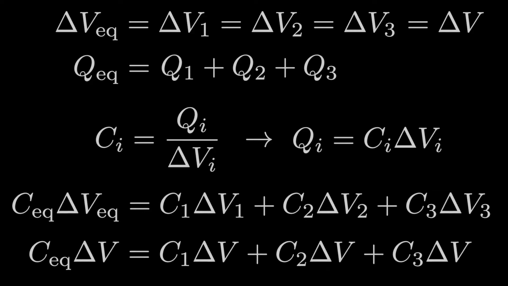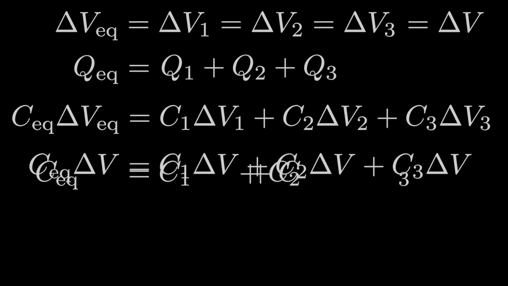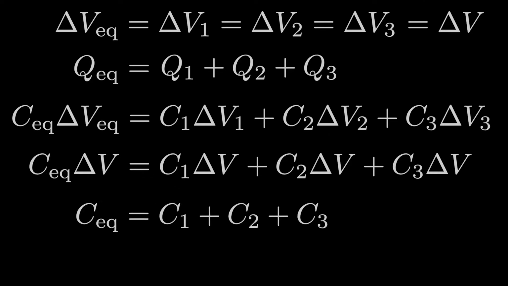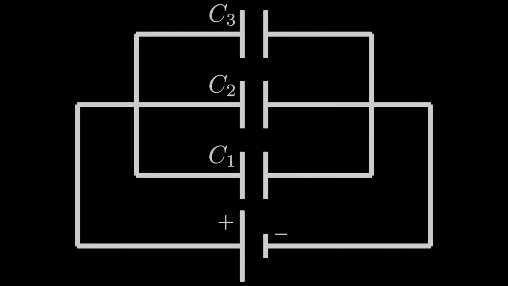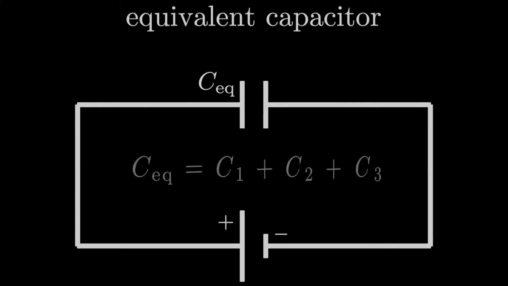In that case, every term has delta V, so just dividing both sides by delta V gives us the equivalent capacitance as a function of the initial capacitances. Very interesting. The equivalent capacitance is just the algebraic sum of all of these capacitances that are in parallel with each other. So this means in our analyses, we could replace this system of capacitors we have here with an equivalent capacitor that has this capacitance, and it would have exactly the same behavior in practice.